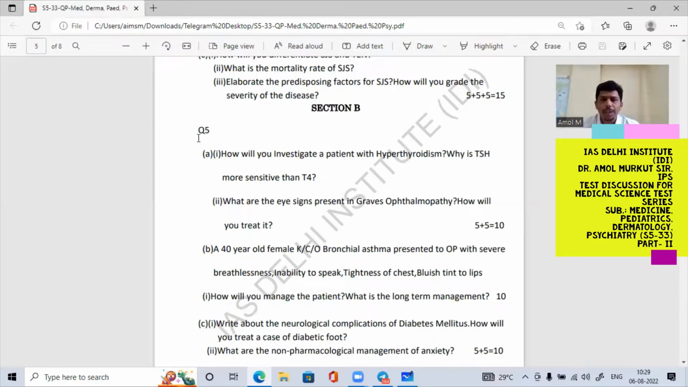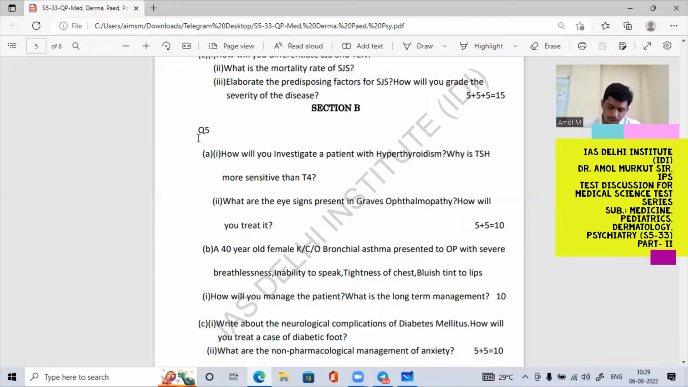How will you treat it? Simple. You have to use lubricants for the eye cornea because the eye does not close properly. Then you can use a patch for closing the eyes over the eyelids. Then you can do surgery for removing the excess tissue or for correcting the exophthalmos. Okay.